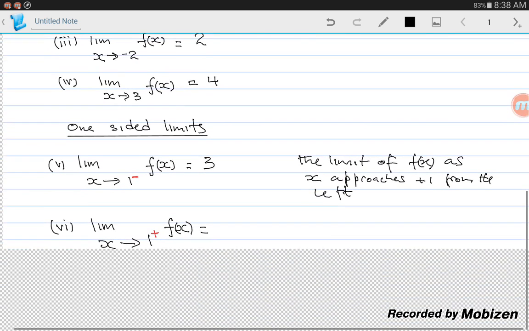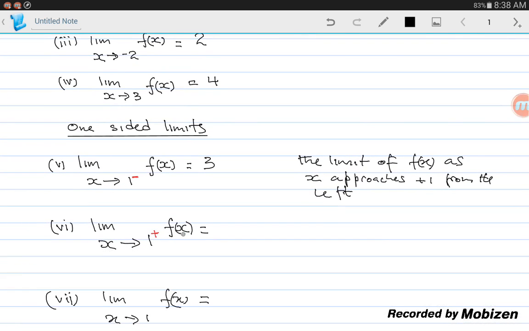So this one now, the limit of f of x as x approaches 1 with a positive sign up here, this means the limit of f of x as x approaches 1 from the right.